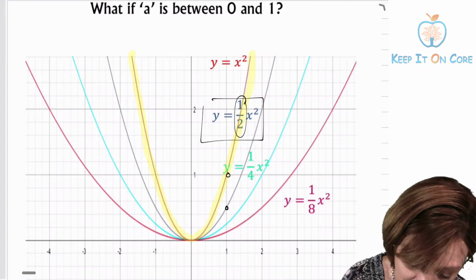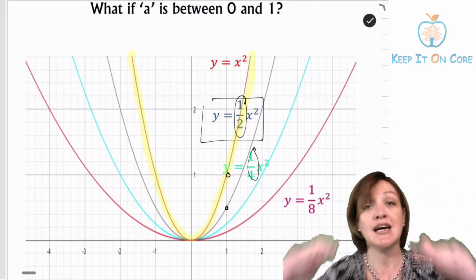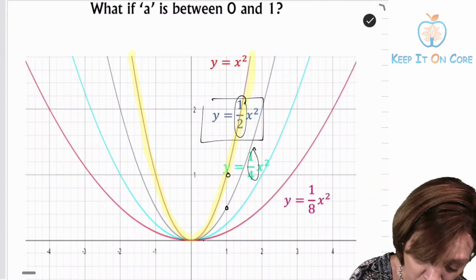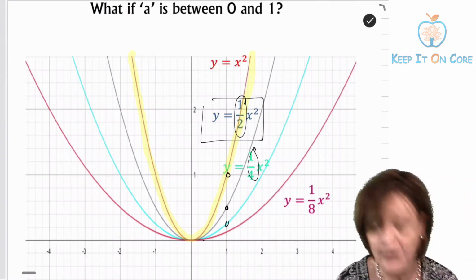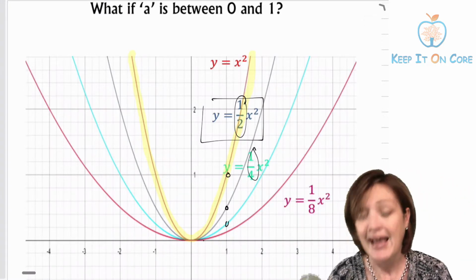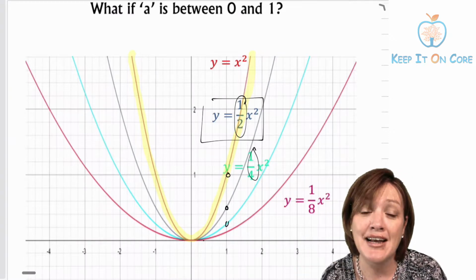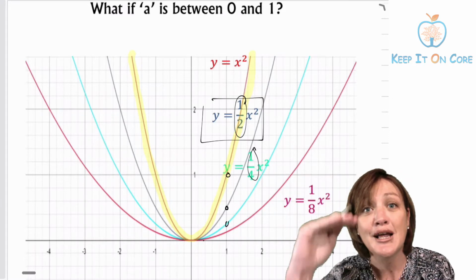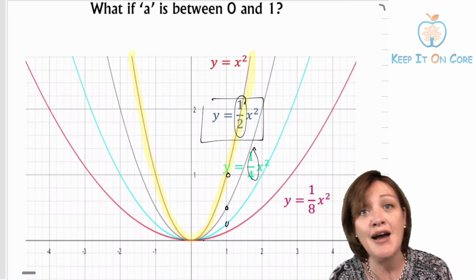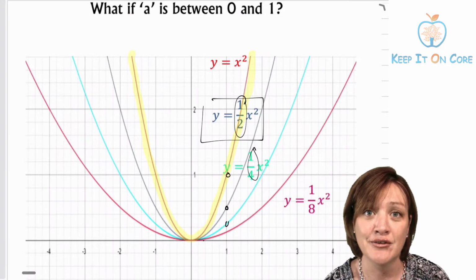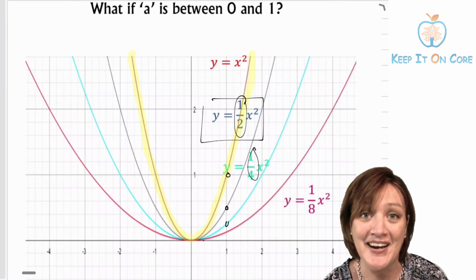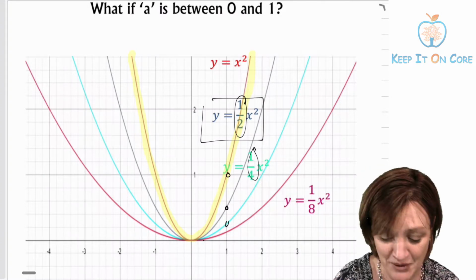So if I took a quarter, that would push it down even further, because instead of being at 1 and 1, it's now going to be at 1 and a quarter, so it's even flatter. And obviously, the smaller that fraction gets, the lower and lower the y values become, causing it to flatten out further and further. All right, so that's what your a is doing to your parabola.